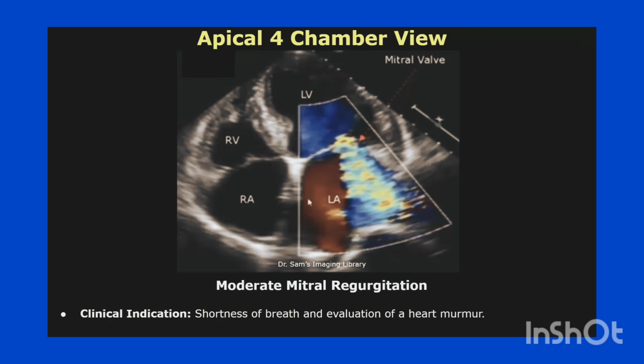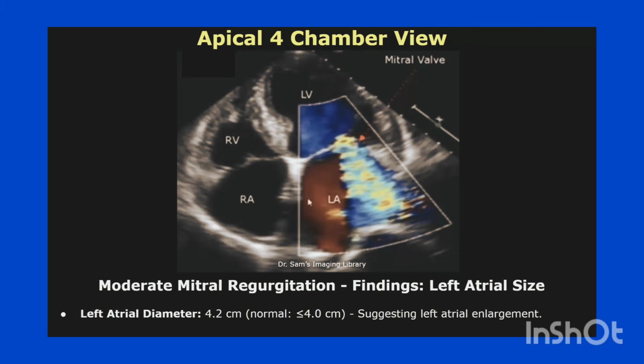This report is of moderate mitral regurgitation. Clinical indication is shortness of breath and evaluation of a heart murmur. The left atrial diameter is 4.2 centimeters. It is above normal, suggesting left atrial enlargement.